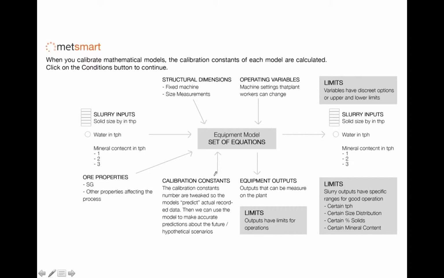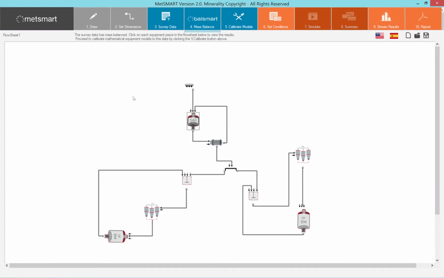So the only missing component is the calibration constants here. The calibration constants is effectively the mathematical model of the plant. After the mass balance is performed, we have smoothed data which we can use to build a mathematical model around each equipment piece.